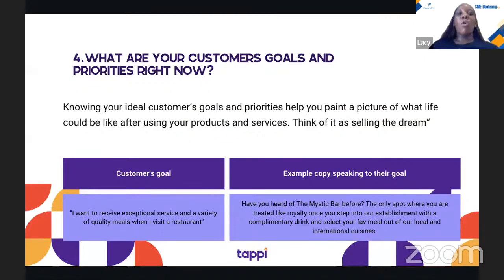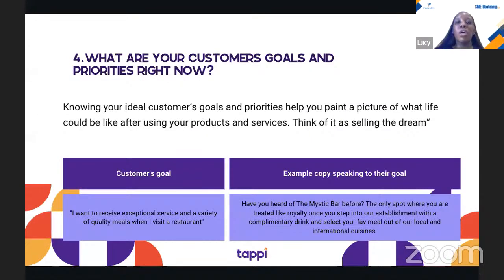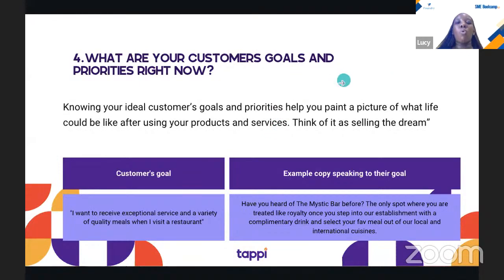So the fourth point is, what are your customers' goals and priorities right now? If it's towards the beginning of the year, everyone is super pumped about the year, everyone has resolutions, right? You have to sell the dream to the customers. You have to know what a perfect picture of their life will look like when you're selling this to them, right?